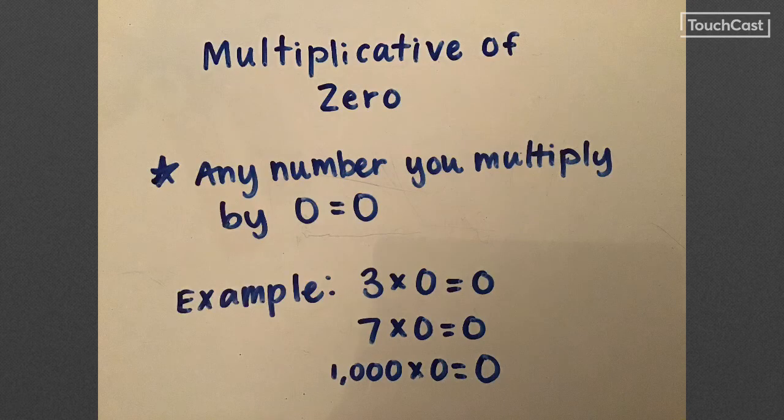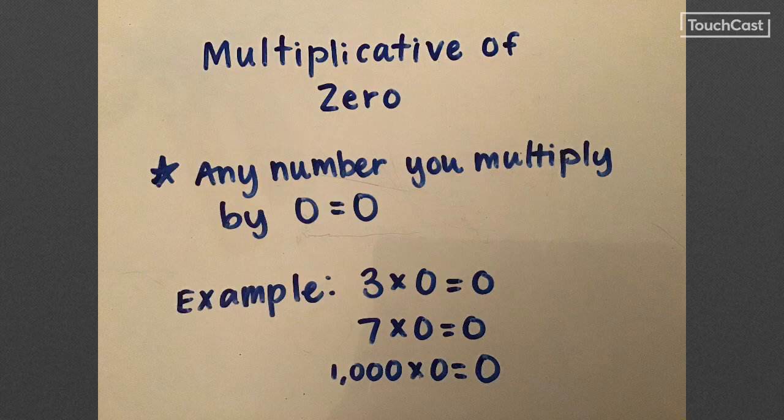And our final property is the multiplicative property of 0. So that means any number you multiply by 0 equals 0. 3 times 0 equals 0, 7 times 0 equals 0, 1,000 times 0 equals 0, 1,793,032 times 0 equals 0. Any number you multiply by 0 equals 0.